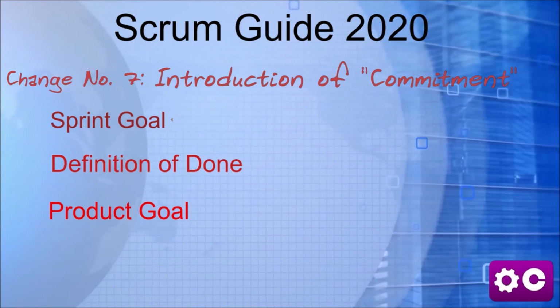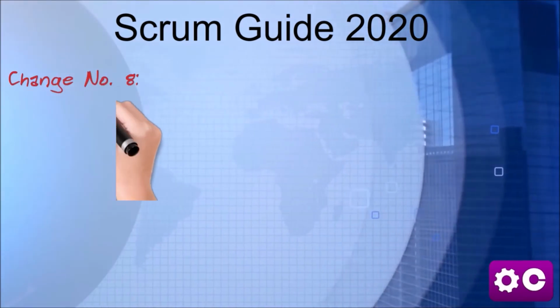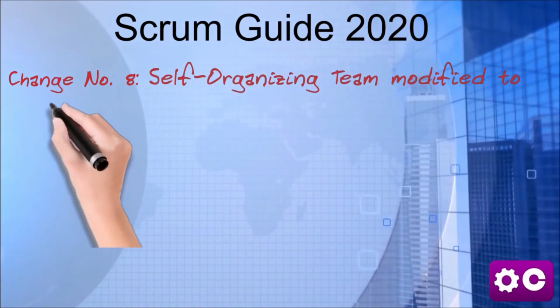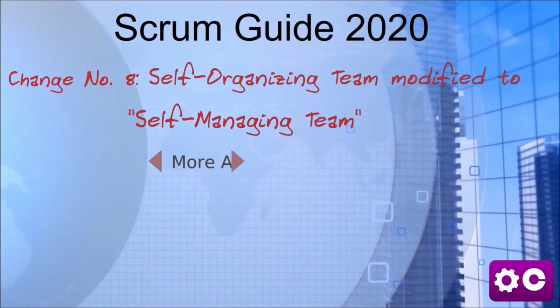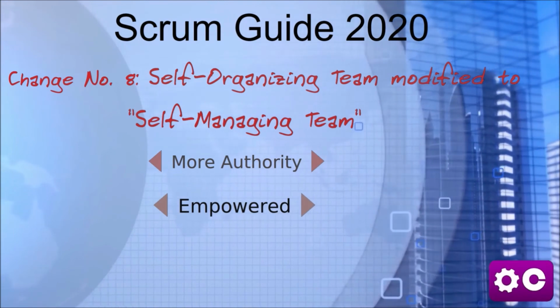The eighth change is that the term self-organizing team has been modified to self-managing team. A self-managing team has more authority and is empowered to decide the division of work, that is, who does what, when, and how.